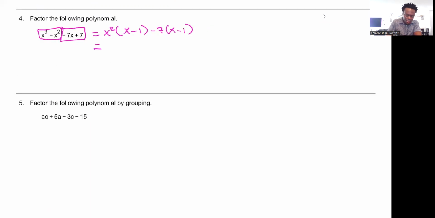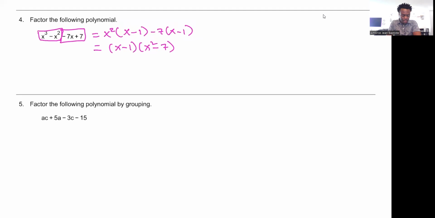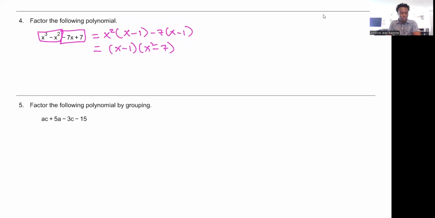And then we will factor x minus 1 out as a group GCF. And then x squared minus 7. Because 7 is not a perfect square, I don't want to use the difference of squares in this case. So that's going to be my answer for the factored form of this expression.